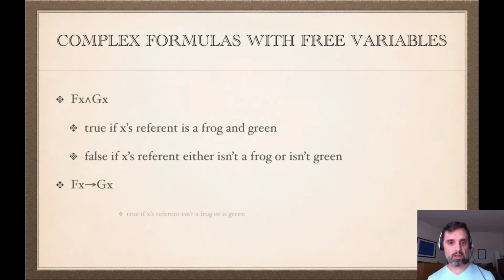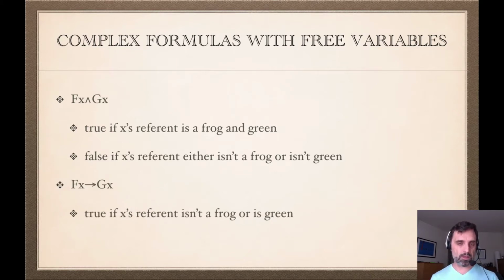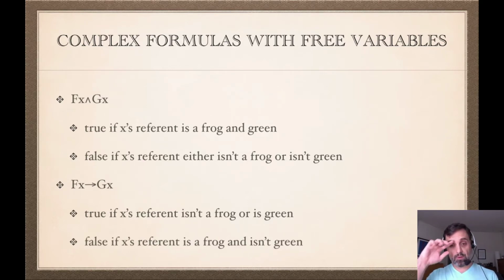If Fx then Gx, this is true if x's referent isn't a frog, and so the antecedent is false, or is green, and so the consequent is true. We can also say it's true if x is like this: if x is a frog, then x is green, but that might not be totally perspicuous, and so this is another way of saying that. It's true if either the referent of x is not a frog or is green, because a conditional is true if either the antecedent is false or the consequent is true. This is false if x's referent both is a frog and is not green. The conditional is false if it has a true antecedent and false consequent, and what would that mean? That would mean that F was true whatever x referred to, and G was false of whatever x referred to, so x was a frog but was not green.